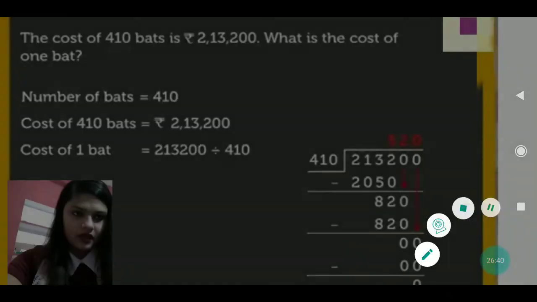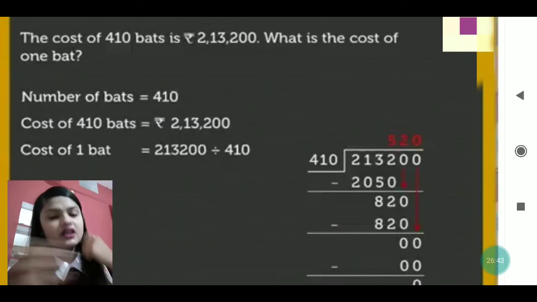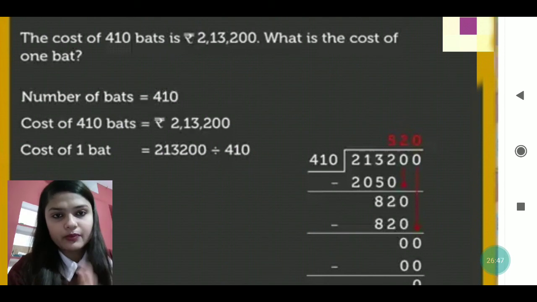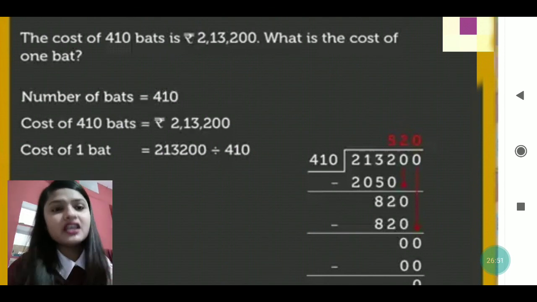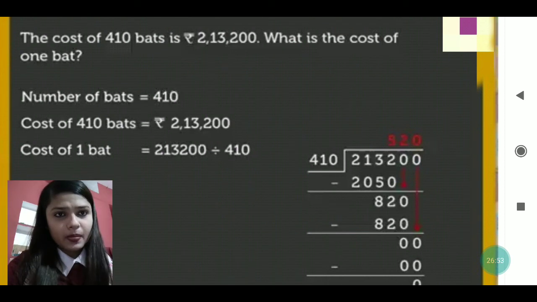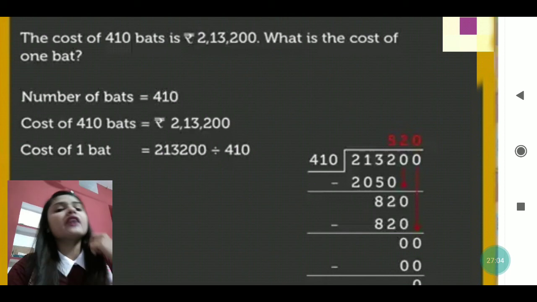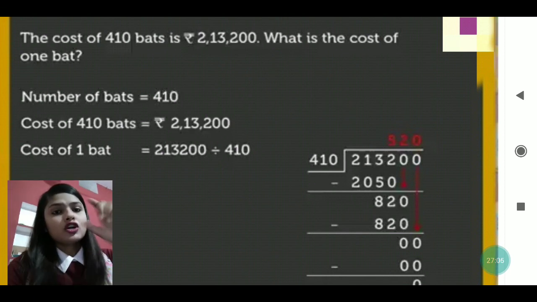Okay. Now one more question I have. Just see what is written. The cost of 410 bats is rupees 2,13,200. Isn't it? What is the cost of 410 bats? 2,13,200. What is the cost of one bat? Very easy.